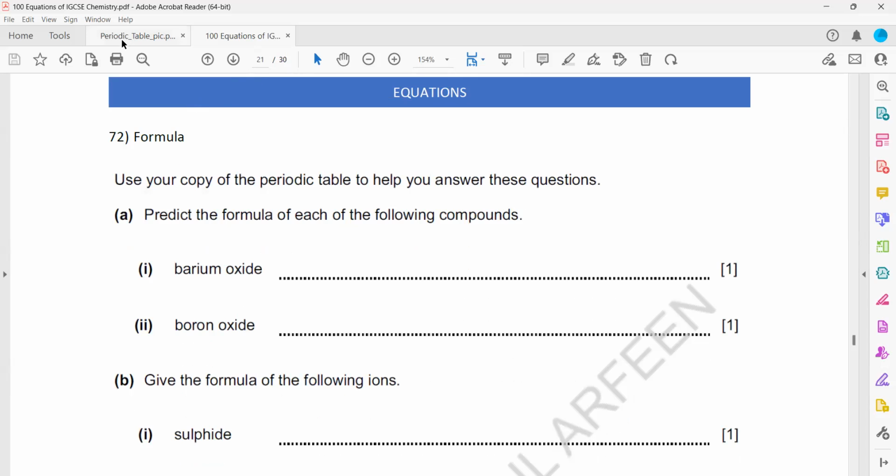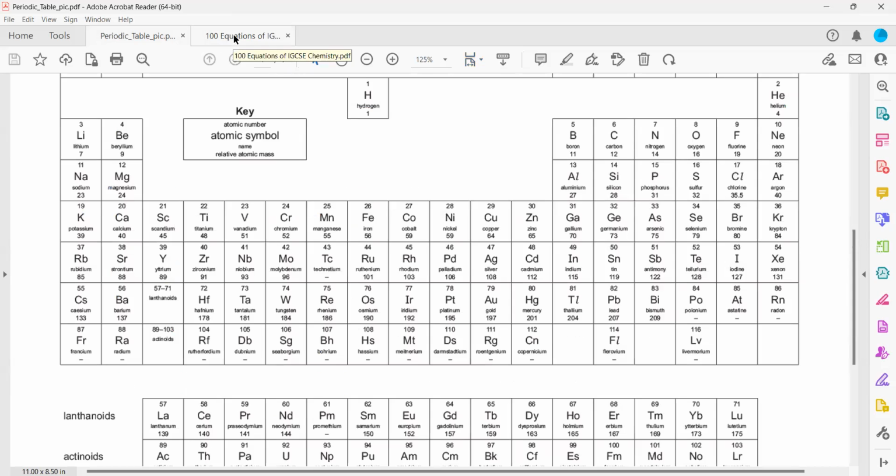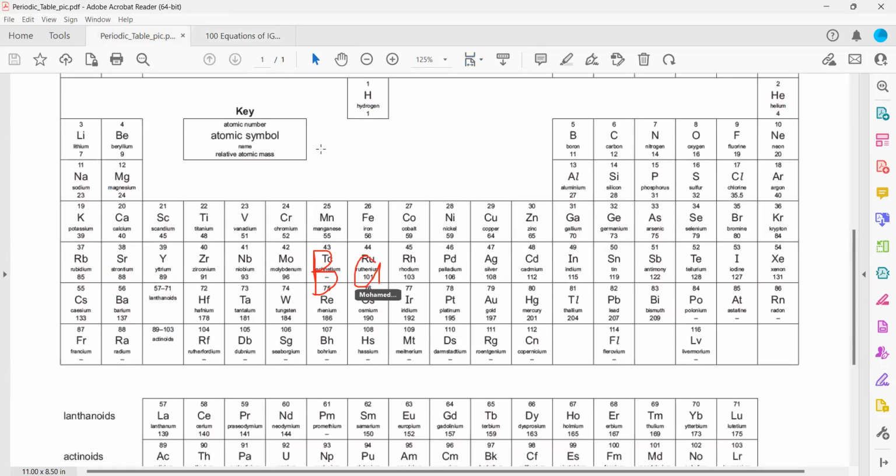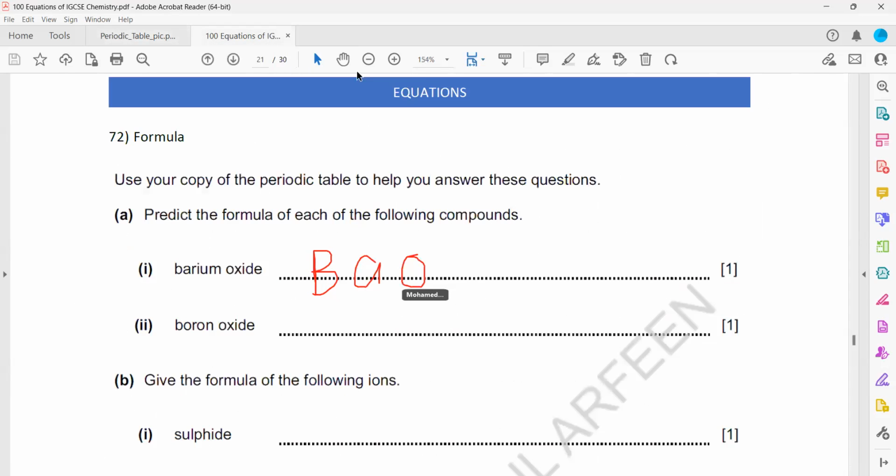Use a copy of a periodic table. Answer this. You can use a periodic table. Here, the periodic table is shown. Barium oxide. What will be the formula of barium oxide? Yeah, barium oxide, BaO. How do you identify it? Barium is group 2, plus 2, and oxygen belongs to group 6, minus 2. We simplify the valency, and the simplest ratio for barium oxide will be here.